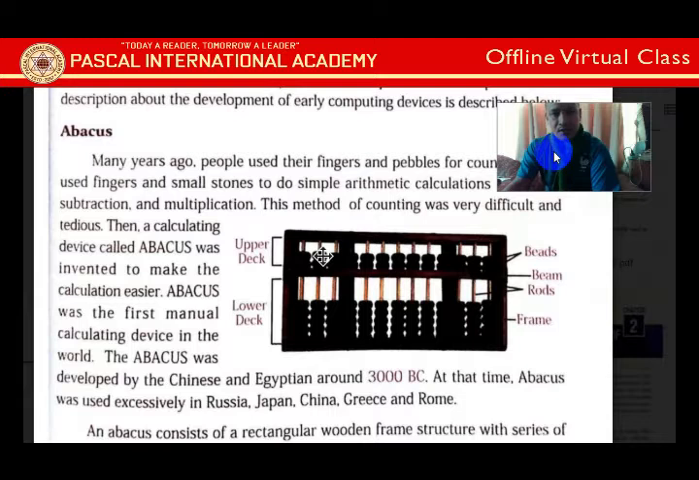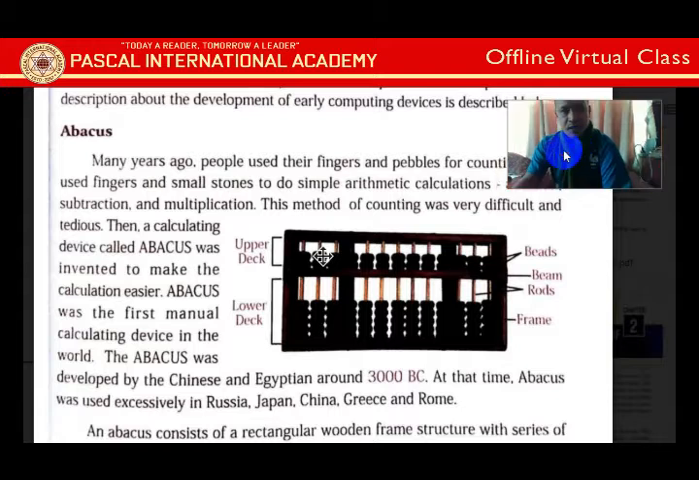The method of counting was very difficult and tedious. Then a calculating device called the Abacus was invented to make calculation easier. This method was easy for simple calculations only, but if people had to do a huge number of calculations, it was very difficult and tedious. Then the Abacus was invented, which made calculation very easy. The Abacus was the first manual calculating device in the world.